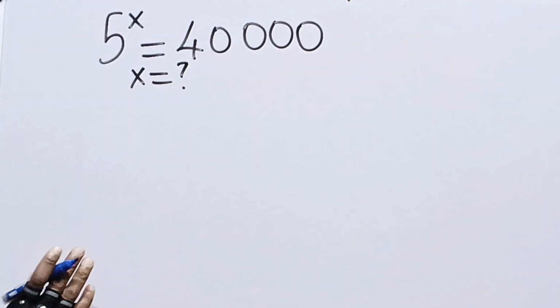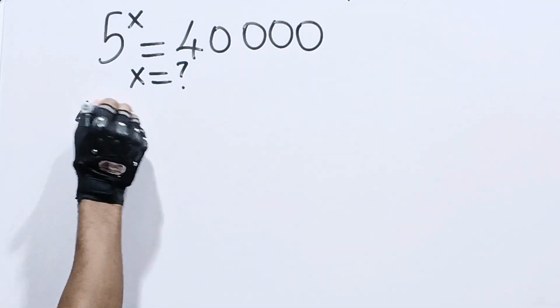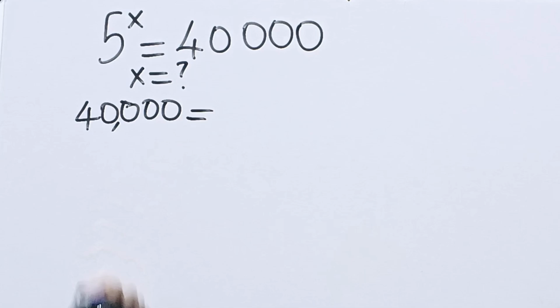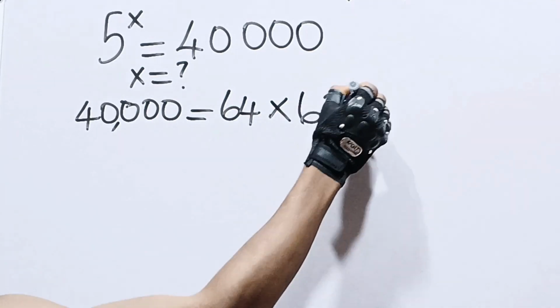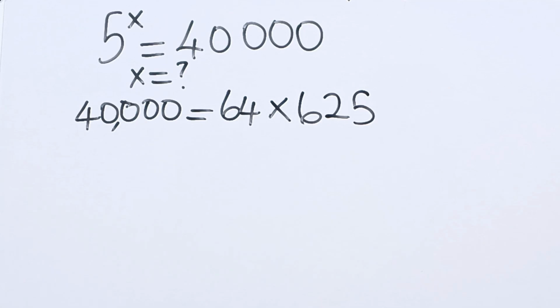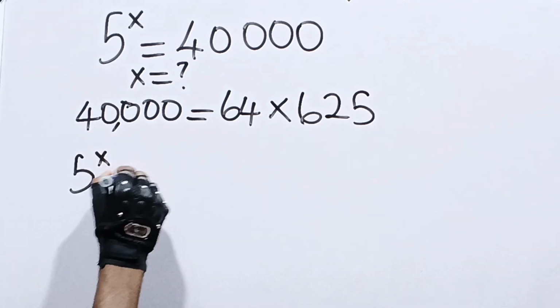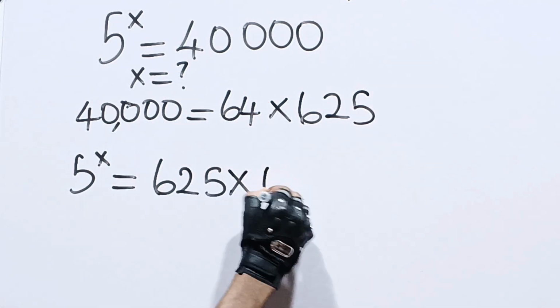Alright. Now, first thing to do is to think what are the multiples of this number here. So if I write out 40,000, what are the multiples? I have 64 multiplied by 625. I multiply these two things, I'm going to get 40,000. Now, I'll replace 40,000 in this expression. So I have 5 raised to the power x equal to 625 multiplied by 64.